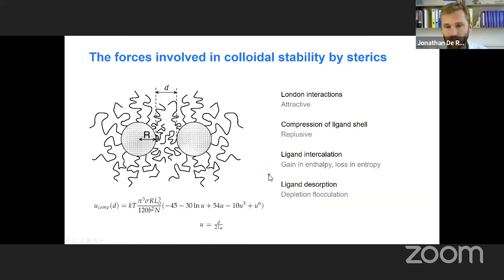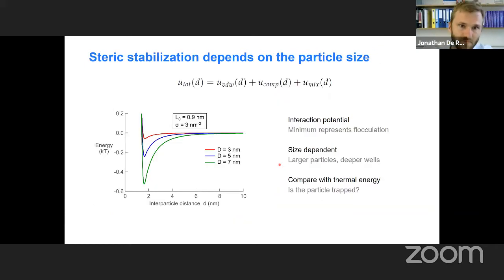There are some other effects too, such as ligand intercalation: if the ligands nicely slide into each other, there is some gain in enthalpy, but loss in entropy. Also, when nanocrystals come together, ligands can, for example, desorb, and then you lose your colloidal stability. So let's look in a more visual way at how nanocrystals can precipitate or flocculate. If you sum up all those energetic contributions, attractive and repulsive, you can arrive at graphs like this.